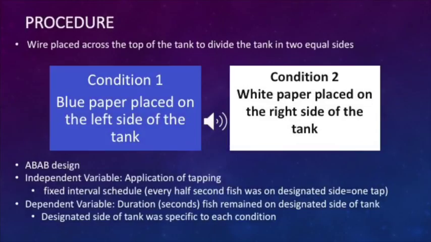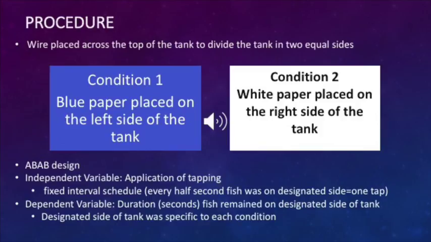During the experiment, a white wire was placed across the top of the tank to divide the tank into 2 equally sized sides. The left side of the tank was designated as Condition 1. During Condition 1 procedures, a blue piece of paper was used as a visual contextual stimulus. The right side of the tank was designated as Condition 2. During Condition 2 procedures, a white piece of paper was used as a visual contextual stimulus.